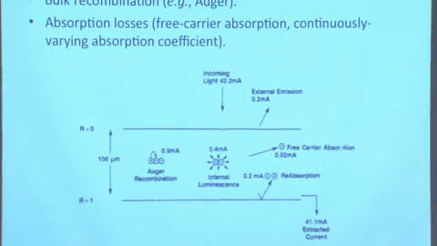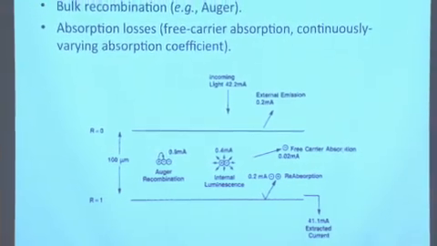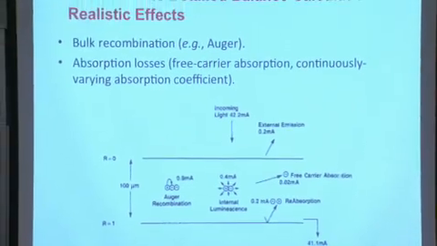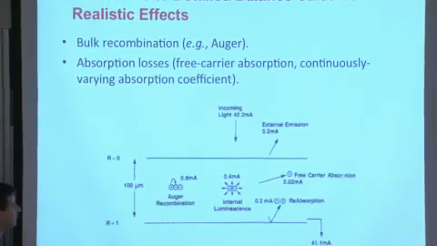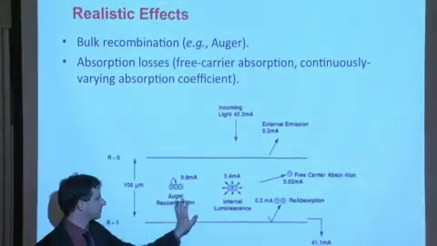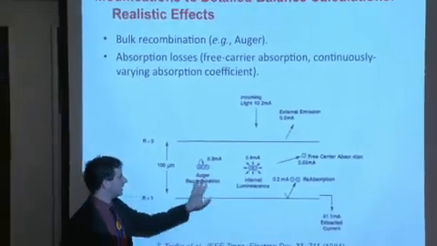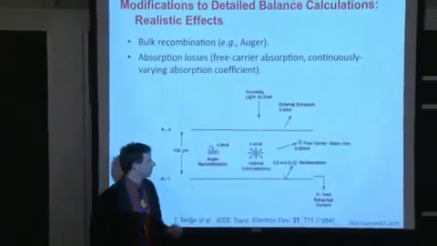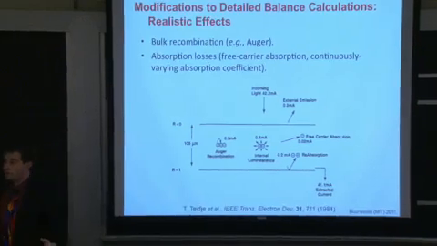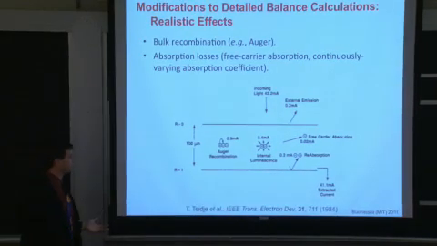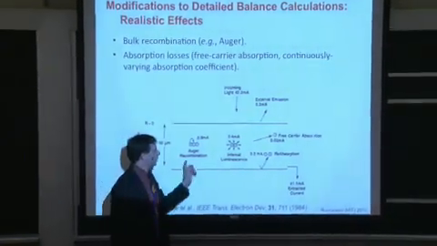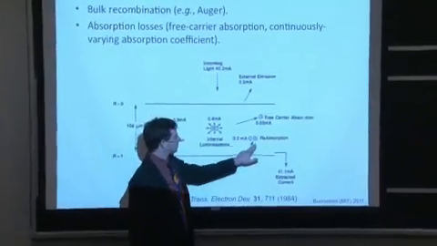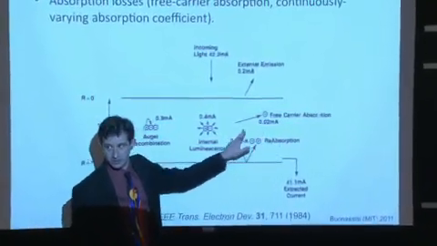So let's take it from here and venture forward into some more realistic performance reduction effects. We can, for instance, take into account recombination mechanisms that aren't only radiative. We can take Auger recombination. We can take Shockley-Read-Hall recombination into account. We can also take what's called photon recycling into account.